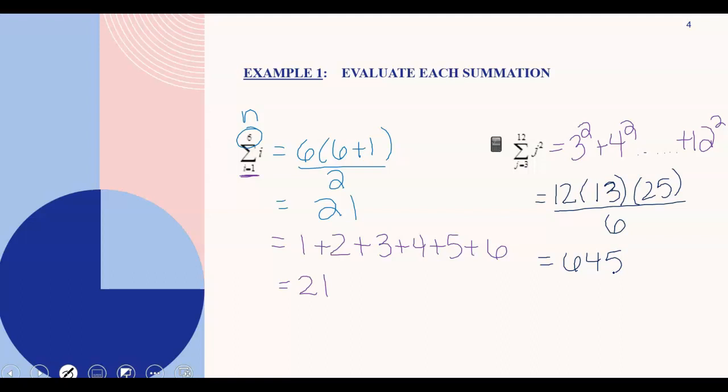Alright, well now we're going to do the method on the calculator. So you're going to hit math. You're going to go down to number 0 for summation. And then you're going to type in j equals 3 to 12, and then make a j squared.